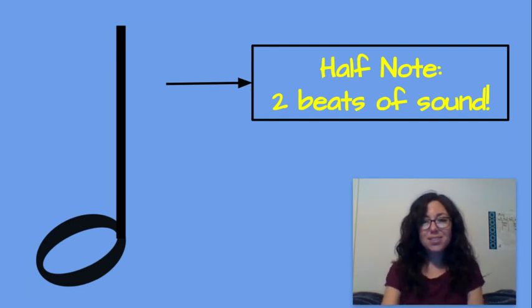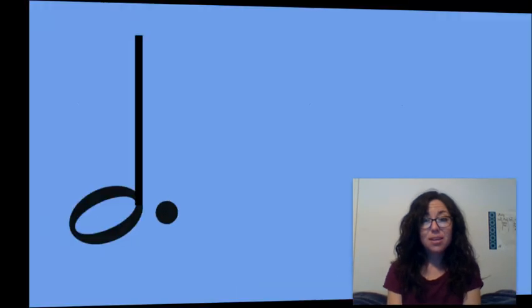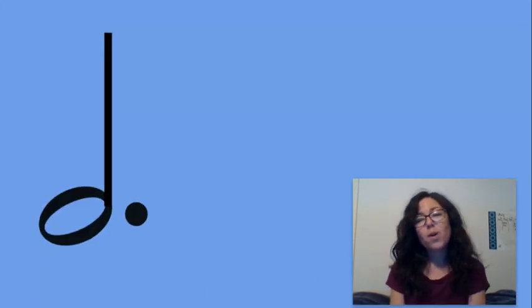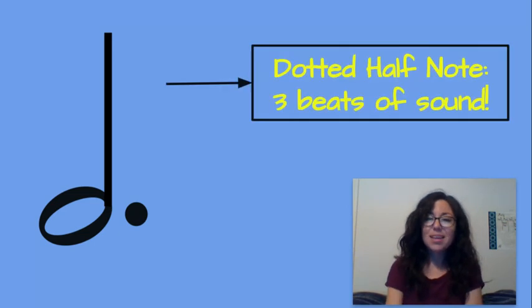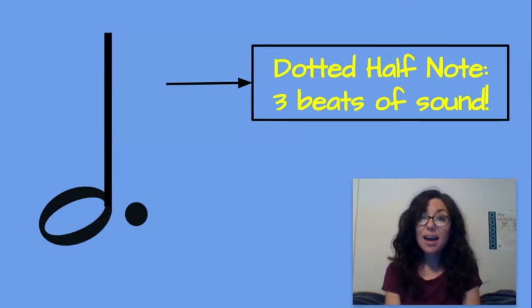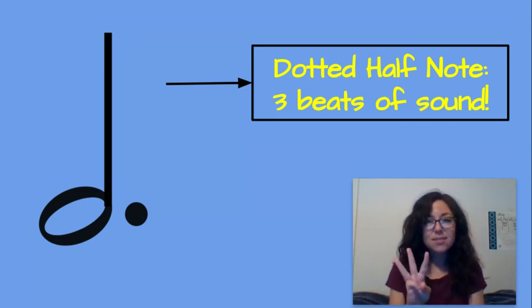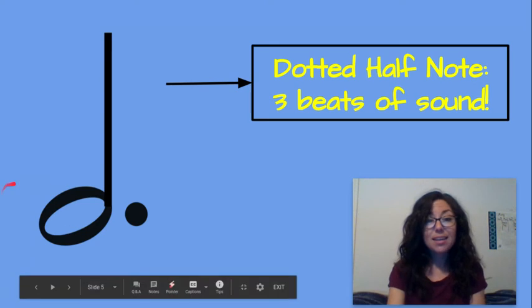And then after our half note, that's going to bring us to something that wasn't on that rhythm tree. And it looks a lot like our half note just did, but there's a little dot next to it. And I believe most of us have gotten here already, and this note is called a dotted half note. I know, so clever, such a clever name. It's called a dotted half note, and it gets 3 beats of sound because that dot right next to your half note is worth half of whatever it's attached to.